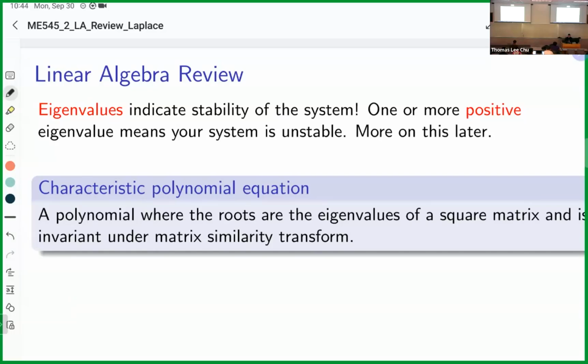So why is having a positive eigenvalue bad? Hopefully I'll answer that question within the next 3 slides. It has to do with the math solution using eigenvalues.